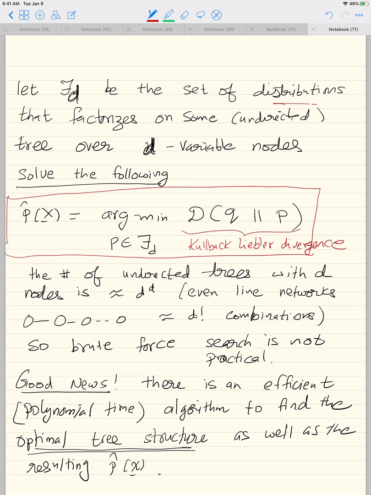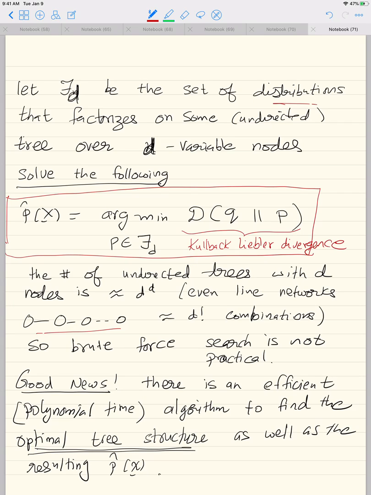Now, this is not a straightforward minimization, because if we just do an exhaustive search over all possible trees, there will be a very large number of trees. There will be approximately D to the D trees. Even if we consider the case of line networks, where the graph is just a straight line, there are d factorial ways of ordering the nodes. So there are already d factorial combinations just for line networks. And trees will be much more. So you have about d to the d trees, and so you have super exponentially many trees to search for in terms of d. And so this search is not practical.